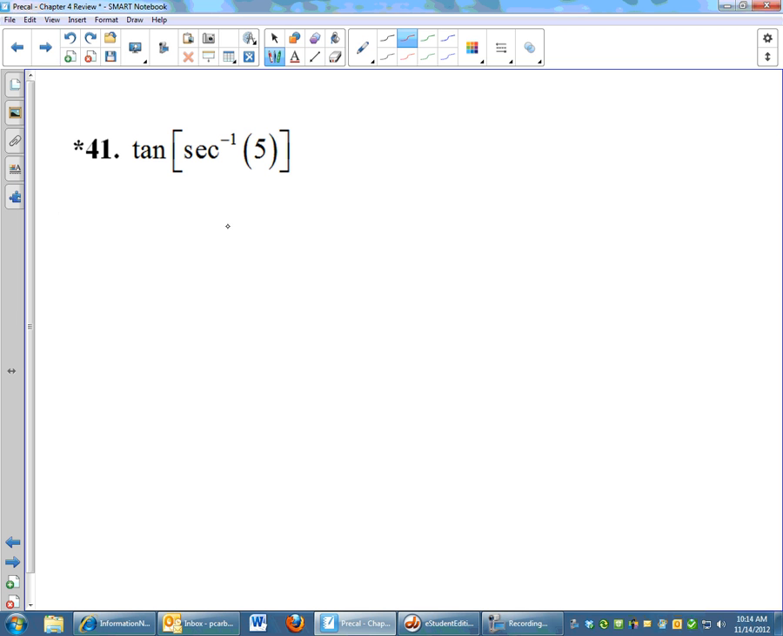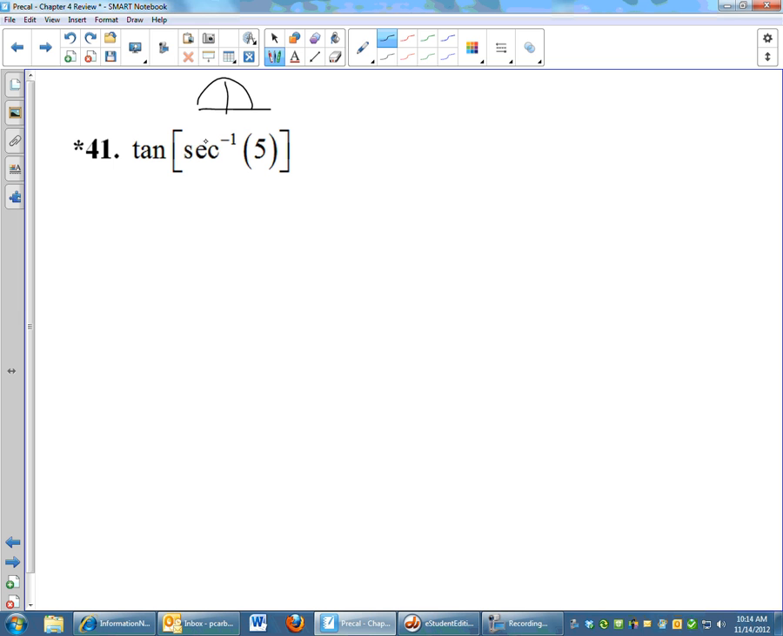Okay, number 41, tangent of the inverse secant. Okay, inverse secant is like cosine. We use the top half of the circle. There is no place on the unit circle where we're going to get a 5, so I know I'm not going to be able to find this on the unit circle. We have to draw circles, or triangles.